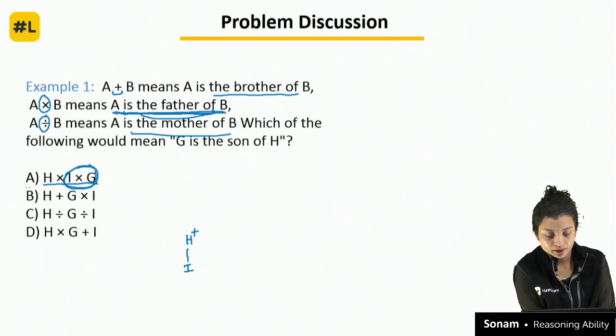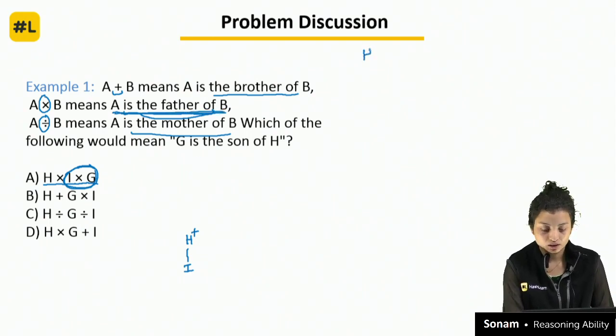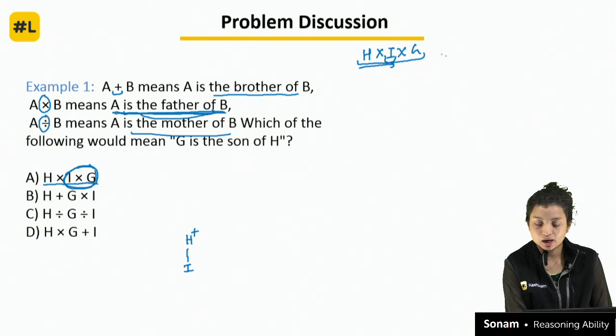So you will read from here. You're getting what I'm saying? You have to read from left to right like this. So first these two parts, then these two parts, and so on. So I is father of G.